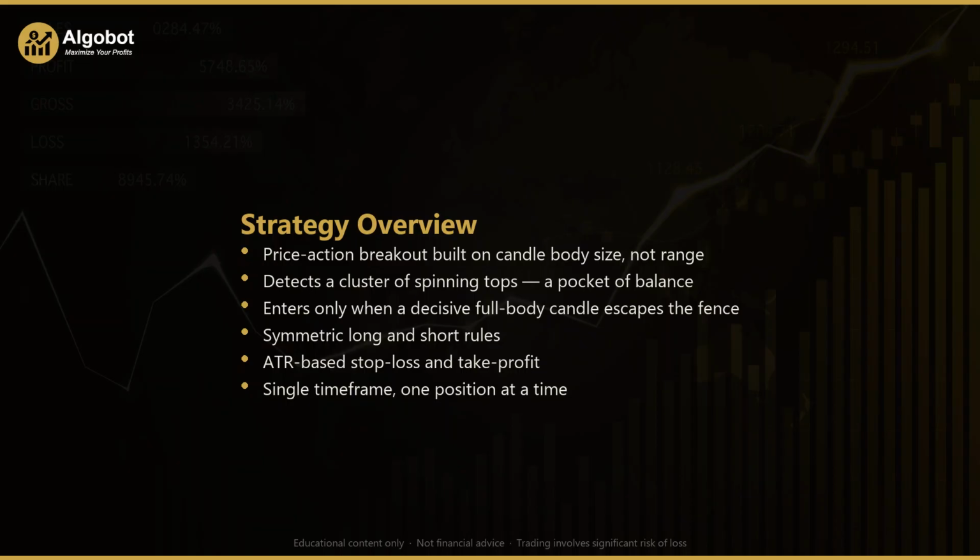The strategy trades a single symbol on a single time frame, so it can be applied to a forex pair, an index, a metal, or any instrument your platform supports. The only indicator it relies on for calculation is the average true range, which it uses to size a breakout buffer and to place the stop loss and take profit. Everything else is pure candle geometry, measuring the open, close, high, and low of each bar. The behavior it's built around is simple to describe. First, find a cluster of indecisive candles that mark a pocket of balance. Then wait patiently, doing nothing, until one decisive candle commits and escapes that pocket. Only that resolution earns a trade.